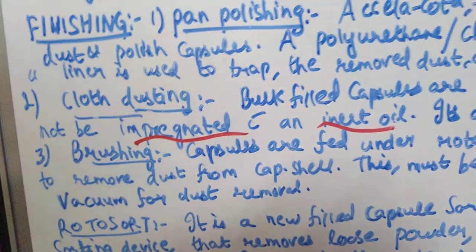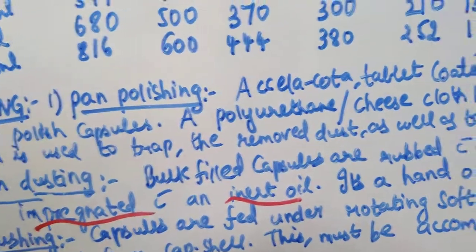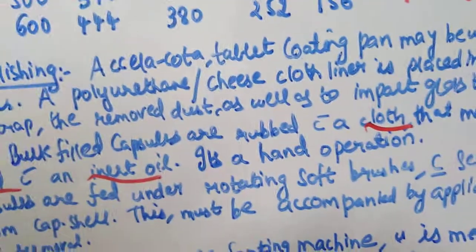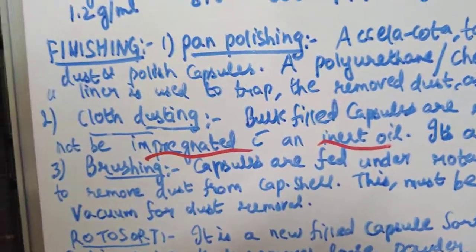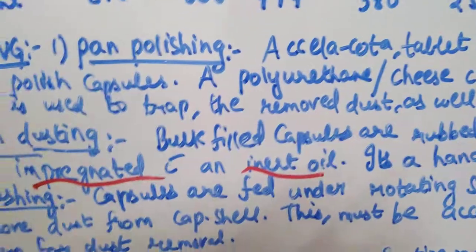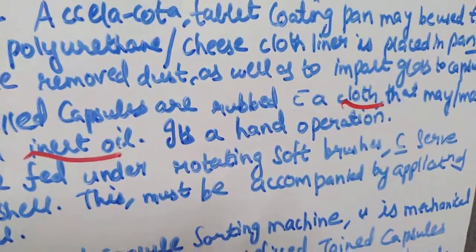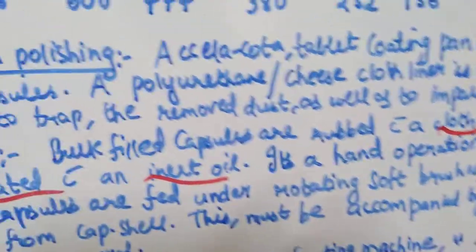Next is brushing. In this procedure, the capsules are fed under rotating soft brushes which serve to remove dust from the capsule shell. Whatever dust is sticking on the capsule shell will be removed by the soft brushes.